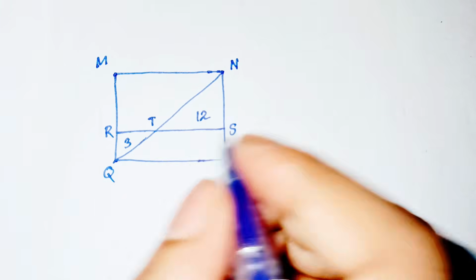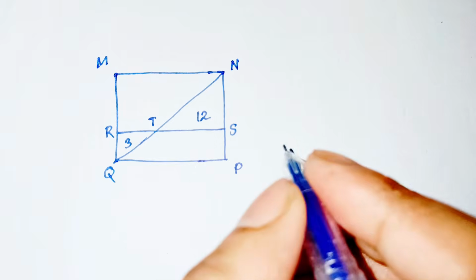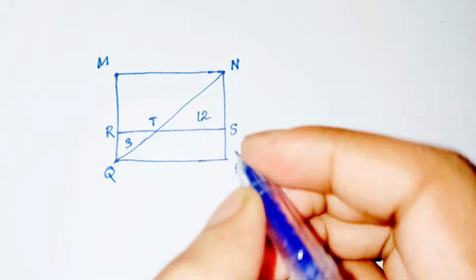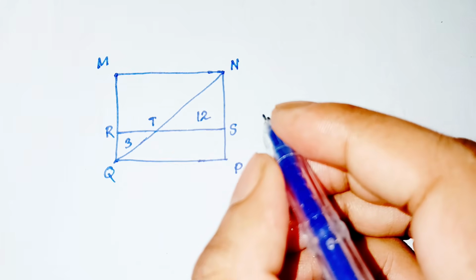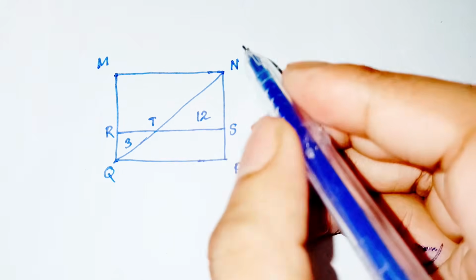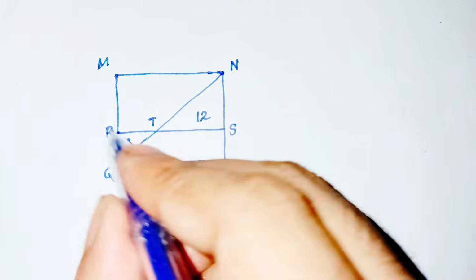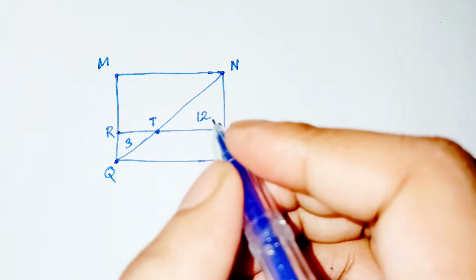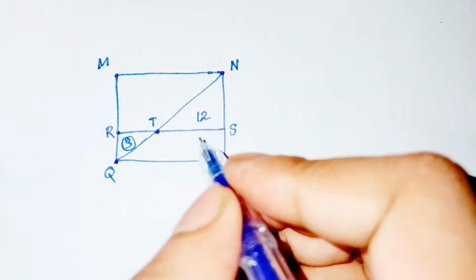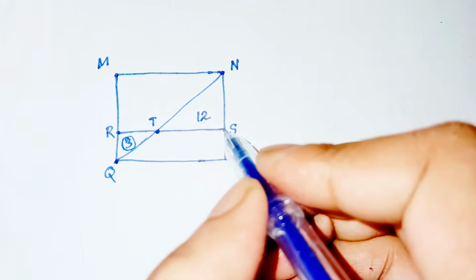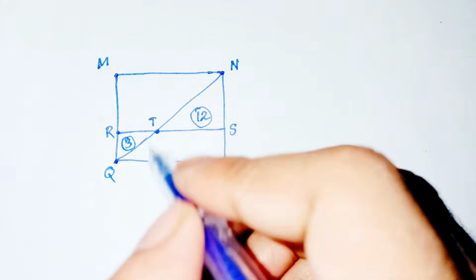In this lesson, we're going to find the area of rectangle MNPQ using a very useful property of similar triangles. So let's work through it carefully, step by step. A diagonal is drawn from point Q to point N, and it intersects the horizontal segment RS at point T. We are given that the area of triangle QRT is 3 square units, and the area of triangle NTS is 12 square units. Our goal is to find the area of the entire rectangle.